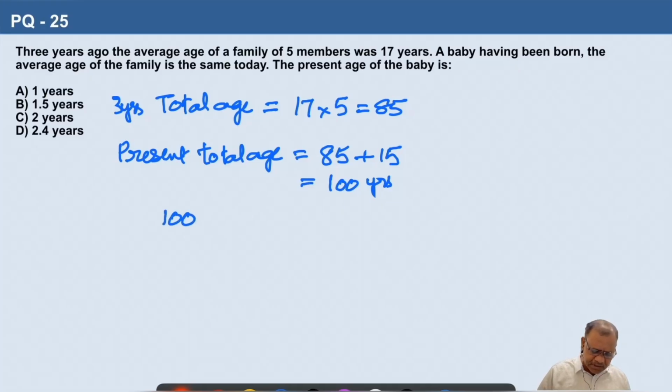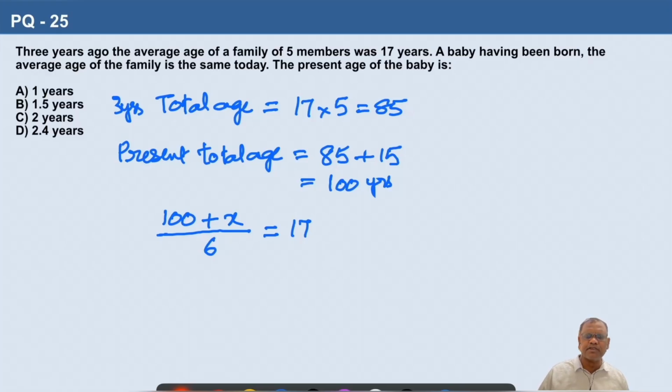for 5 members plus the age of the baby, we don't know. So let us assume it as X. And there are 6 members now. So this is the present average. 100 years is the total age of 5 members. X years is the age of the baby. So total there are 6 members. So the average is 100 plus X by 6. Now present average is the same as the previous average. So the previous average was 17.